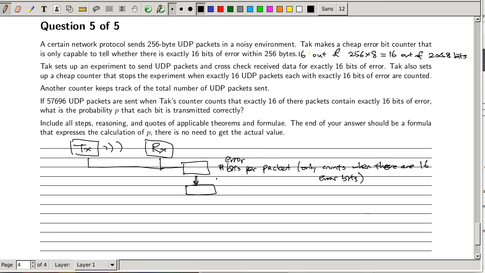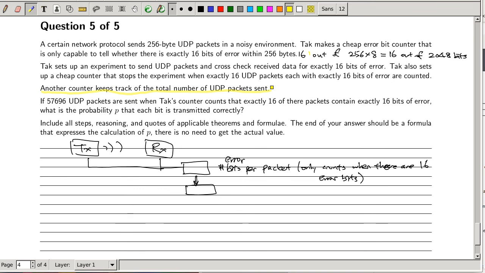All right, so that's what the next paragraph says right here. It says another counter keeps track of the total number of UDP packets sent. So that one is really just a usual counter. We send a UDP packet, and this counter always goes up. But the other counter will only go up if and only if there are exactly 16 bits of error in the UDP packet. Otherwise, the other counter does not go up. When the second counter goes up to 16, then we stop the whole process.